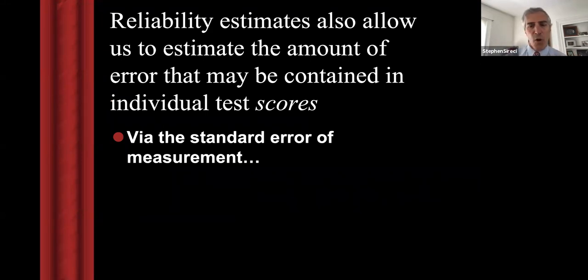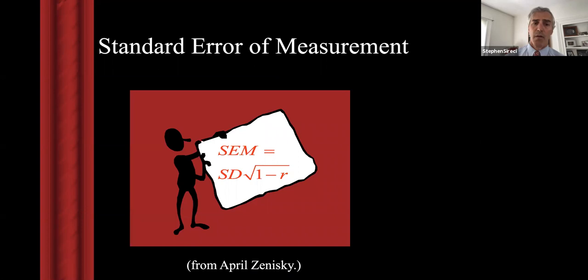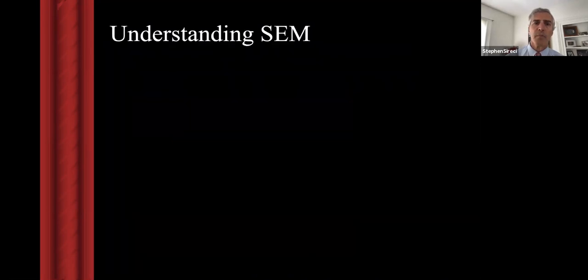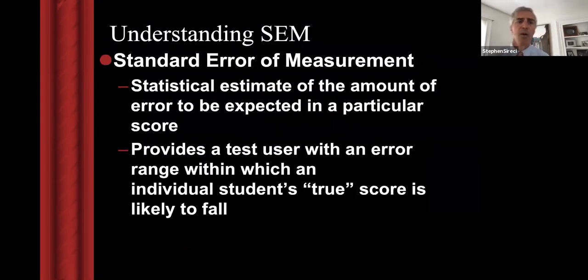But reliability estimates don't give us information about a particular student's test score. We use reliability to estimate a standard error of measurement for students, and this is what's used to create an error bar around a student's test score. So if you ever see something like a student scored 250 on this test with a margin of error of 10 points, so we'd expect, if the student retested, to score between 240 and 260, that's based on the standard error of measurement. I just skipped the equation for that here. But the standard error of measurement is an estimate of the amount of error expected in a particular score.